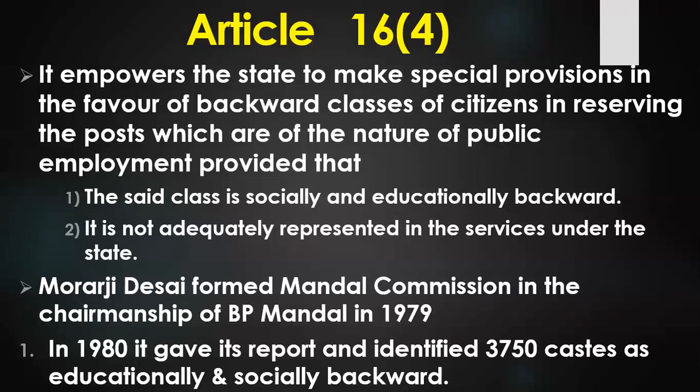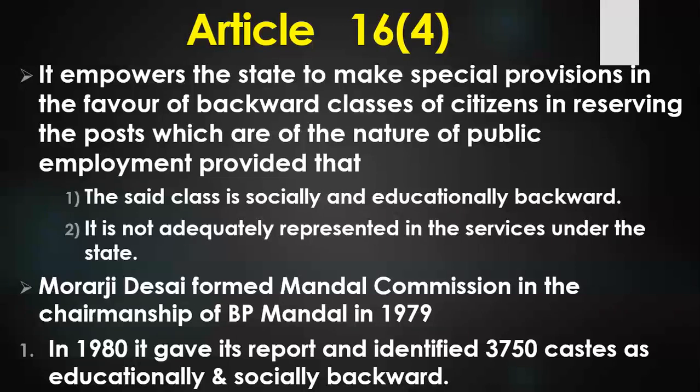Okay. Now friends, according to Article 16 Clause 4, suppose community A is socially backward as well as educationally backward. Means the social status of community A is very bad. It is considered a socially lower class, so it is a socially backward class. Similarly, the educational background of most of the persons of community A is very bad. Means community A is socially backward as well as educationally backward.